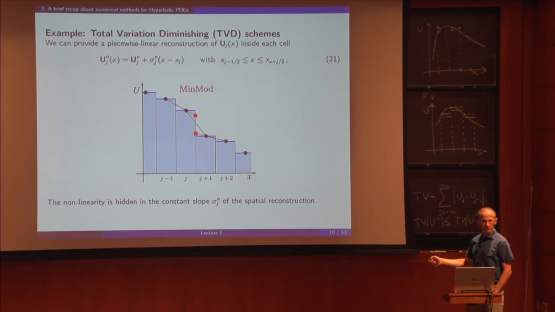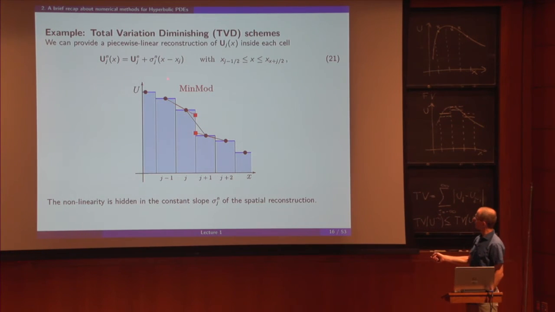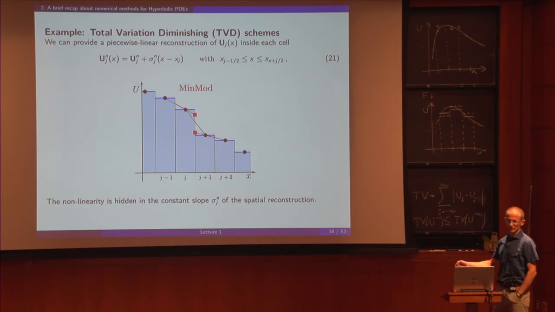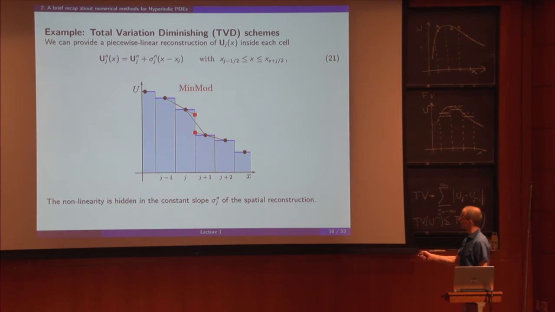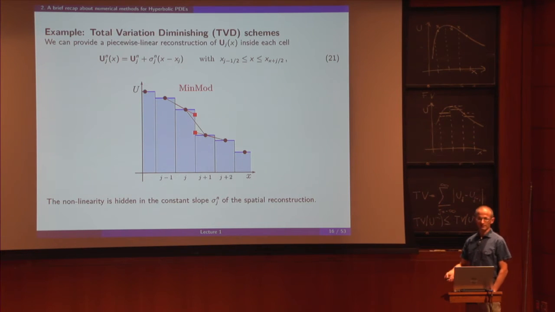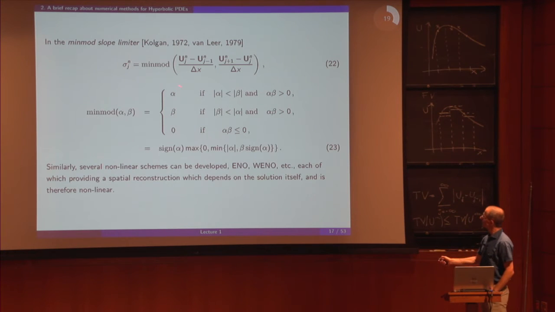An example is given by the famous minmod finite volume scheme, which provides you a simple spatial linear reconstruction in each cell. I don't know if you are familiar with it, but you have to prescribe this simple linear reconstruction relation for each cell. And what is the nonlinearity of the scheme, which allows, in this case, for second order accuracy, is hidden here in the slope, because the slope sigma is not a constant, but it depends on the data.